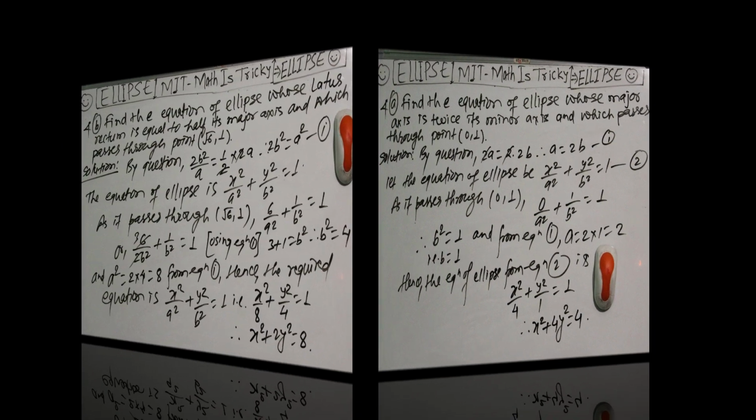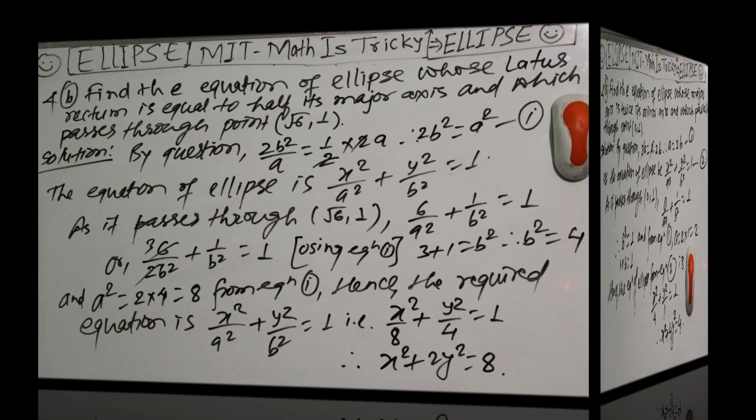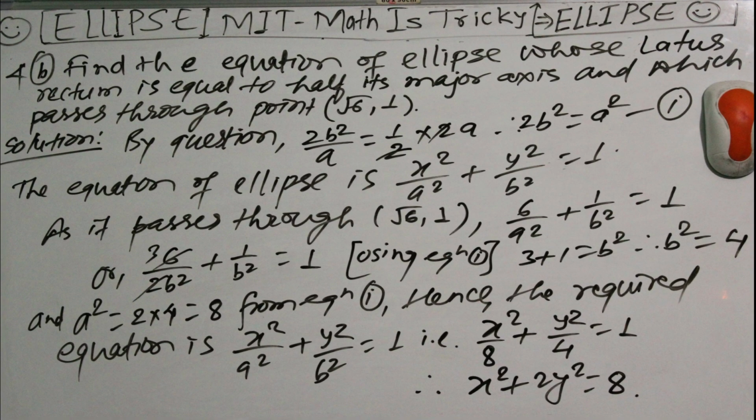Now let's see question number 4b. We have to find the equation of the ellipse whose latus rectum is equal to half of its major axis and which passes through the point (square root of 6, 1). By the condition, the latus rectum 2b square by a equals half of the major axis, which is 2a, that is 1 by 2 times 2a. From that we get 2b square equals a square. Let it be equation 1.